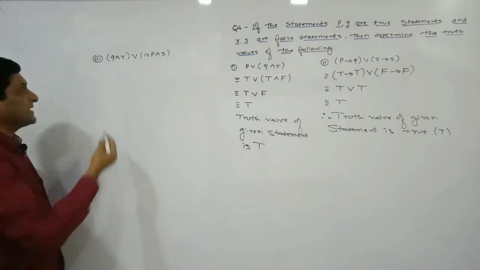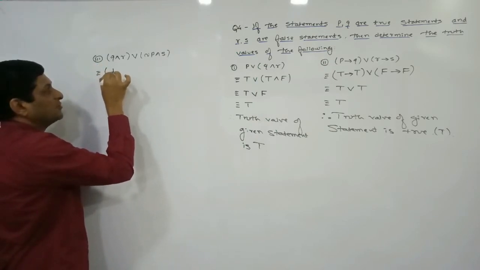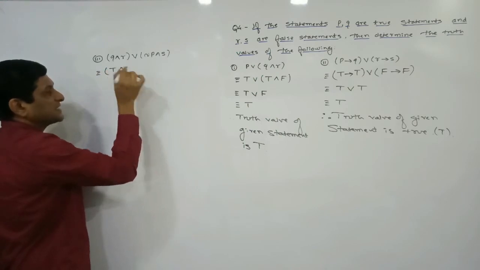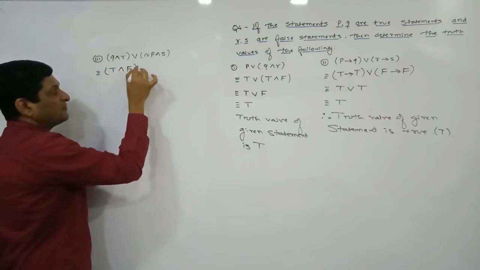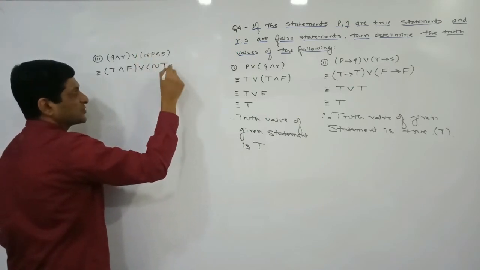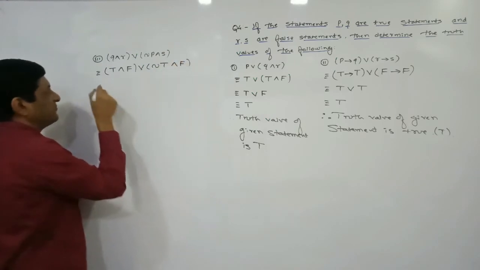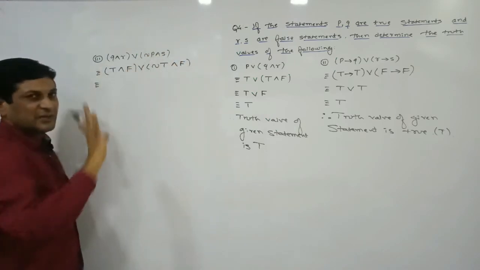Now observe the next example, example number 3. Here replace Q by its truth value T, AND as it is, R by its truth value F, OR as it is, negation also as it is. It is given to us that P is a true statement, and as it is, S is replaced by its truth value F. So we have just substituted the given truth values.